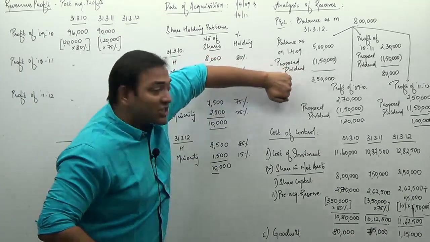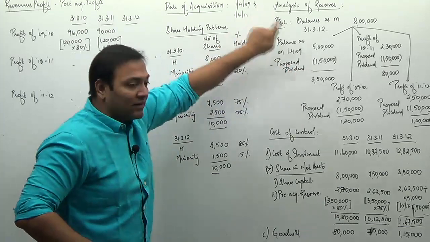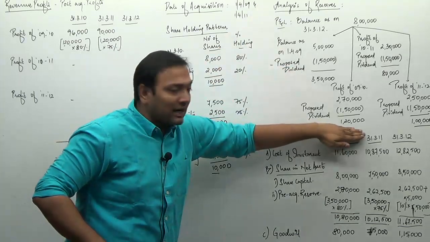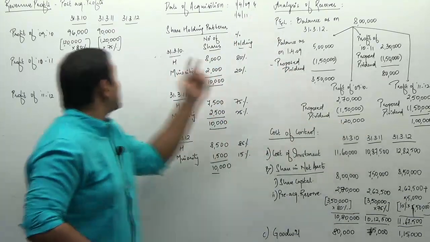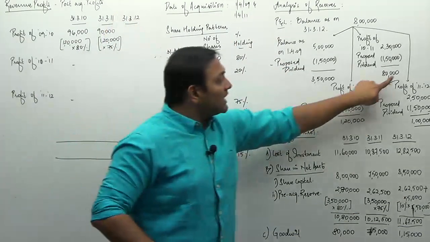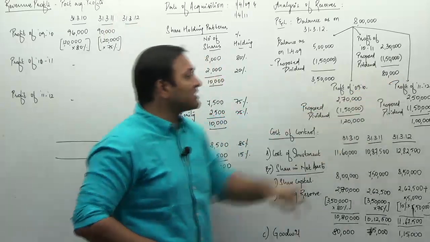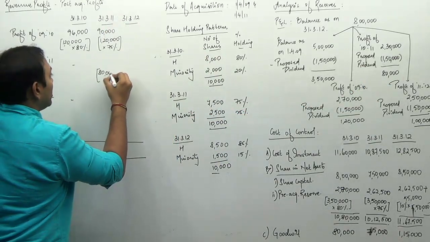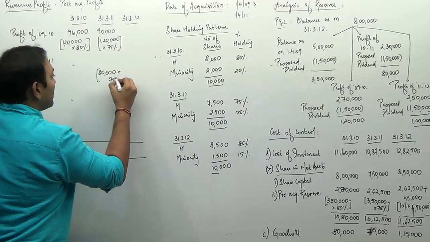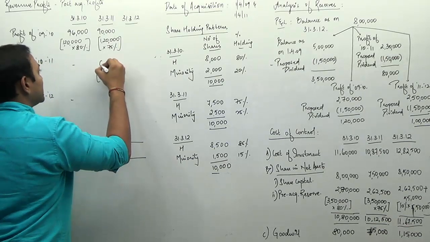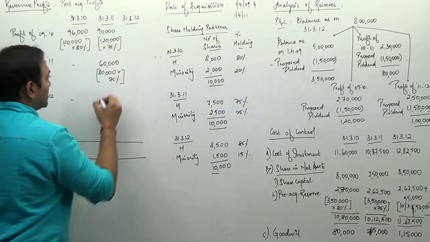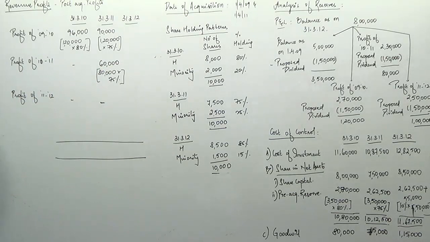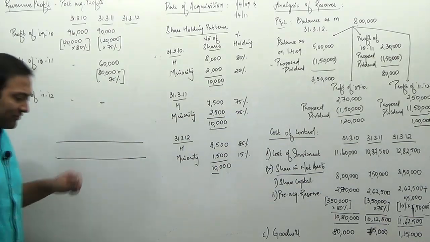3,50,000 anyways is pre-acquisition because it is a reserve existing on the date of acquisition. So the profit of 2009-10 is post-acquisition. But standing on 31st March 2011, even 10-11 profit is post-acquisition to the extent of 80,000. So 80,000 holding, 75% is 60,000. Nothing for the last year profits. As usual, again 31st March 2012, we'll have two parts.